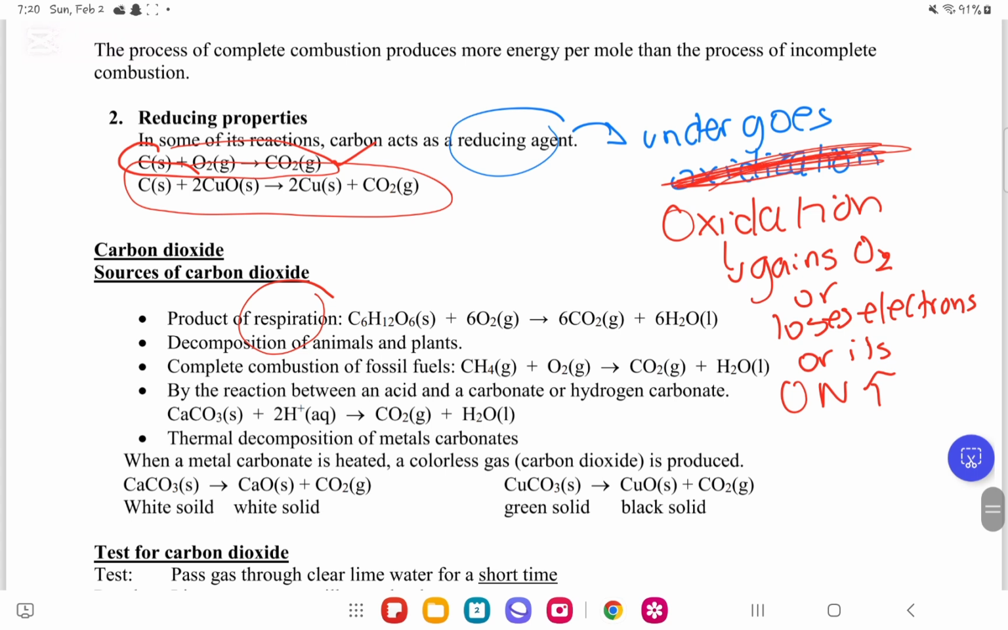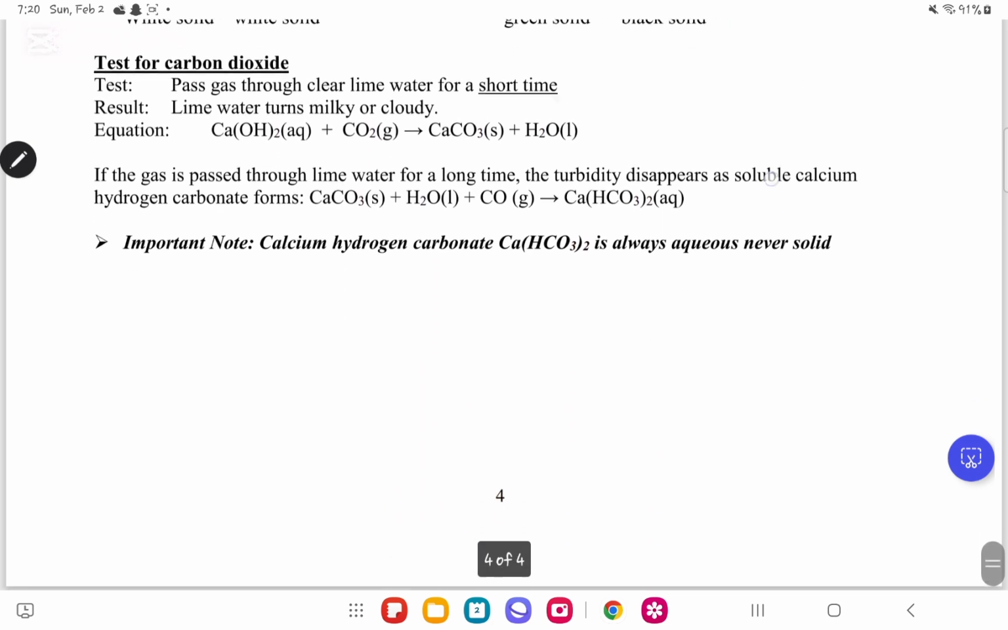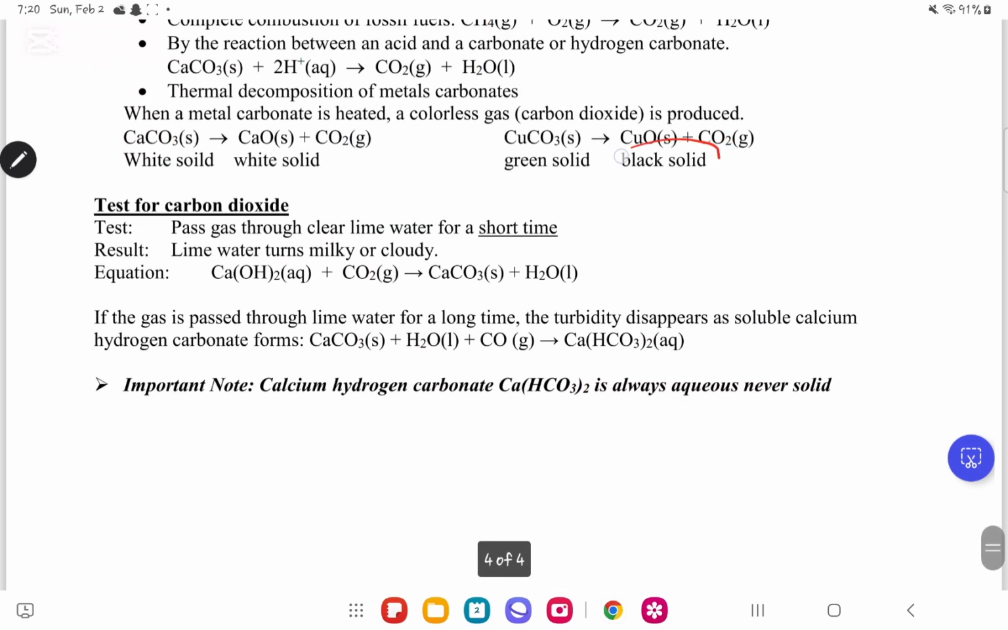Same thing with the green solid. With the CuCO3, it will form CuO solid and CO2 carbon dioxide. Now, carbon dioxide is a black solid, so please remember this.